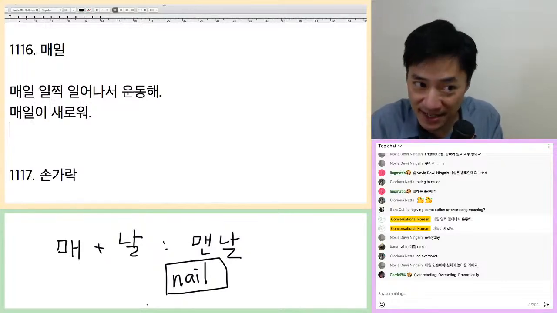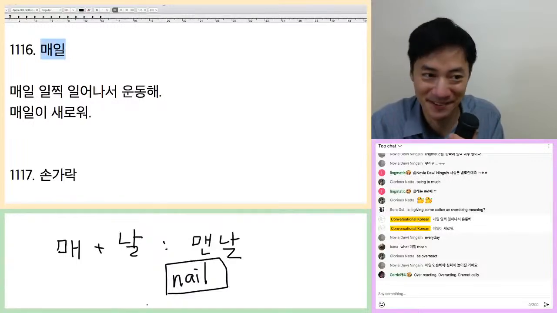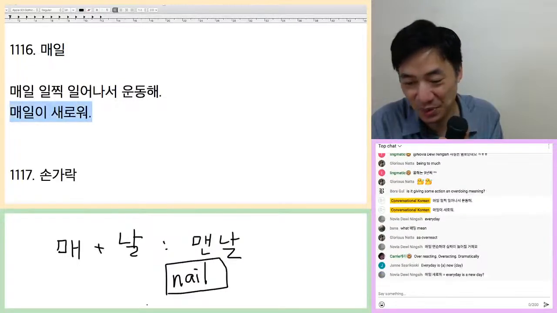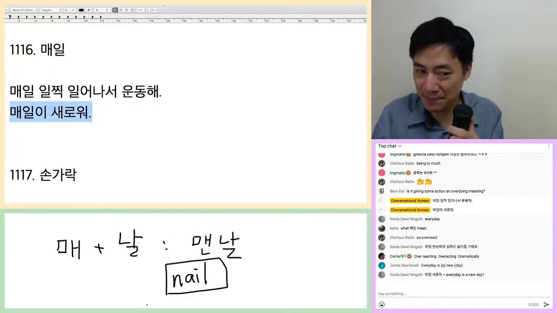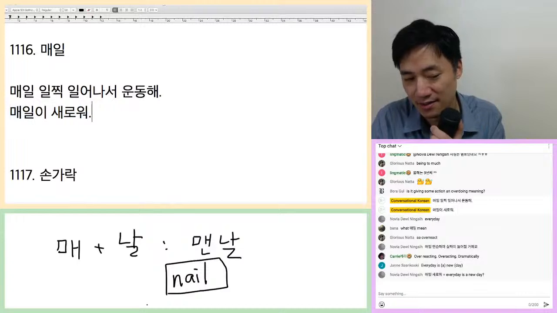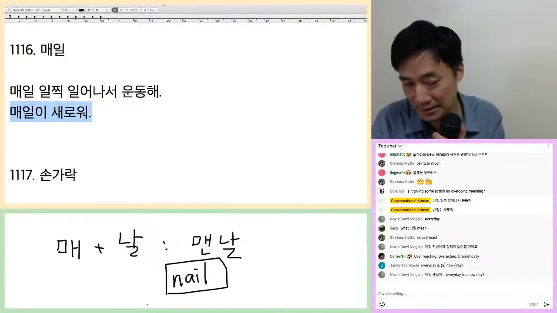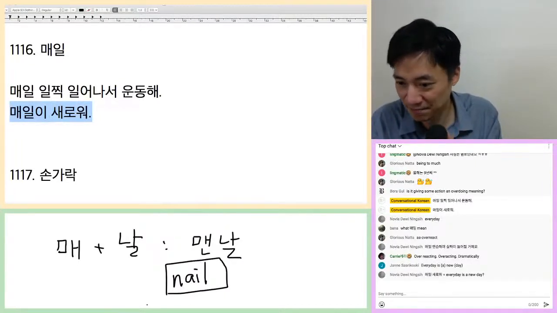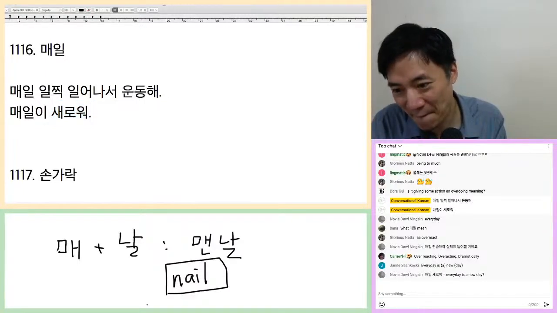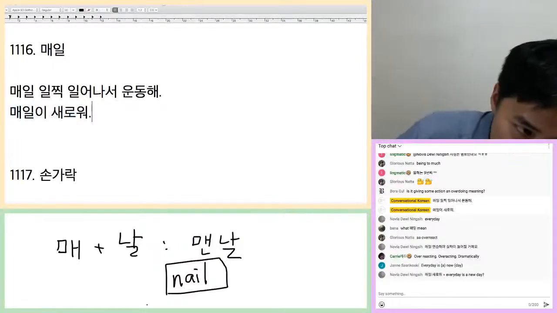What does 매일 mean? Every day. Oh, you came here kind of late, so that's why you're asking. We talked about it before: 매일, every day. Every day is new, or every day is a new day. Something new happens every day. 매일이 새로워, every day is new, literally. Every day is different, it can be like that too. Different things happen every day. That's 매일이 새로워.